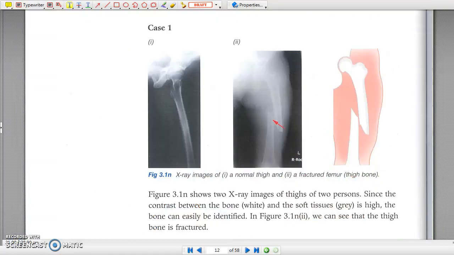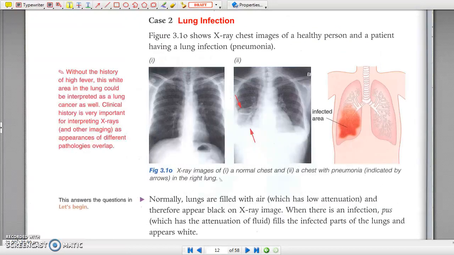X-ray imaging is cheap, fast, and widely available, and that's why it is widely used in the following cases. Case 1. Bone fracture. We can easily identify bone fracture from an X-ray image. Case 2. Lung infection. We can see from this X-ray image that when there is lung infection, this area will appear white. Why?